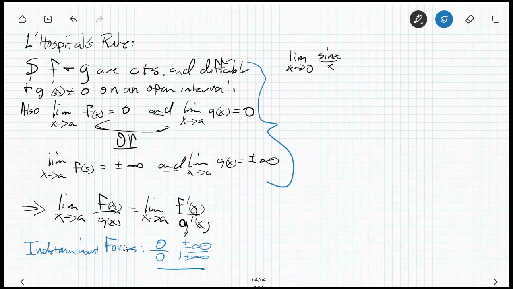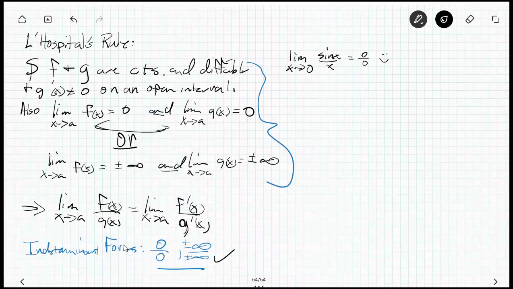There are other indeterminate forms out there, mathematically speaking. But to be able to use L'Hôpital's, it's got to be in one of these two forms. So I stumble over here. Oh, look, 0 over 0. Yay, smiley face. It's a L'Hôpital indeterminate form.